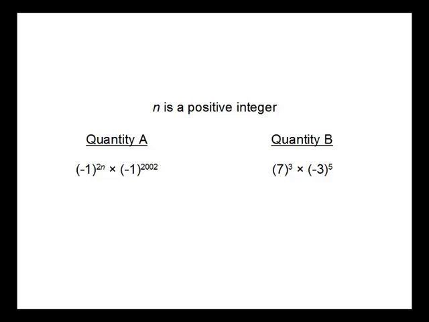So -1 to the first power is just -1. -1 to the second power is +1. -1 to the third power, -1 again. And back and forth, back and forth. That's what this question's really about. It's about the exponents. Even exponents in quantity A on negative bases, and we've got odd exponents in quantity B on one base that's positive and one that's negative.